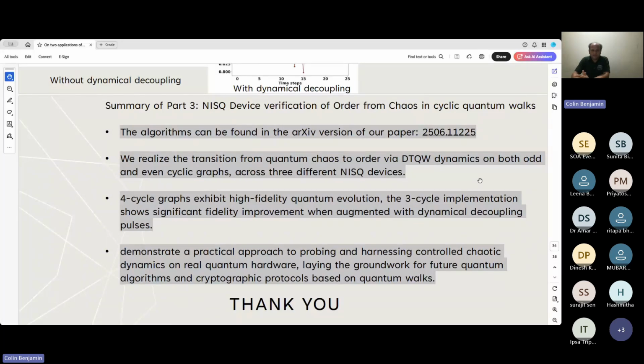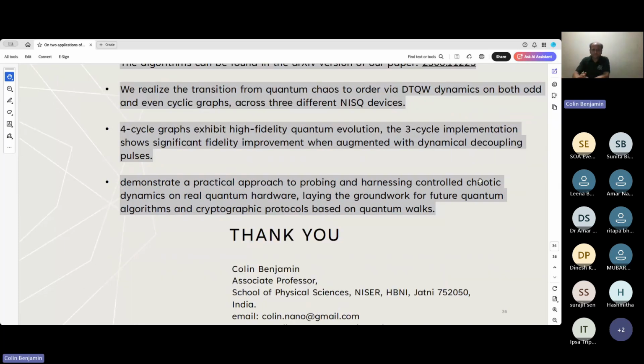So at the end, we have demonstrated a practical approach to probe and harness control of chaotic dynamics on real quantum hardware. And this lays the groundwork for what we are actually working on: generating quantum entanglement protocols on odd cycle graphs, and also cryptographic protocols on these NISQ devices. These works are currently ongoing, and we hope to report them soon. So thank you very much for your attention.